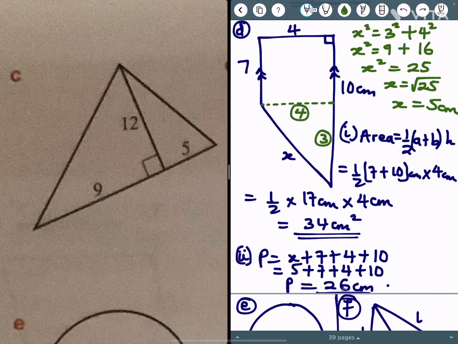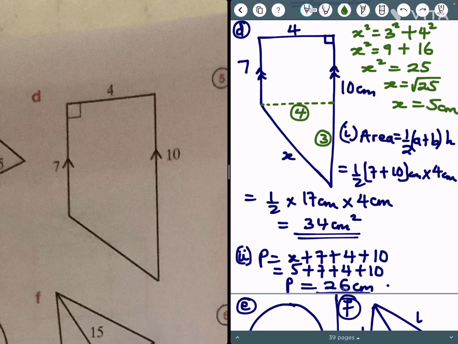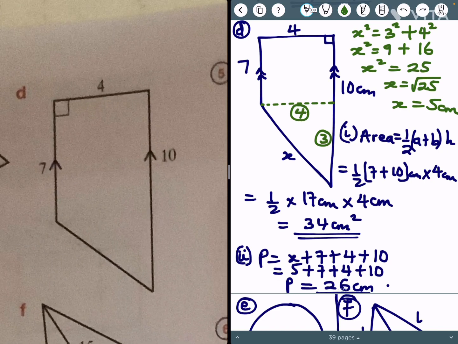Now in question D, the shape is a trapezium, but the vertical height of the trapezium is not indicated, so I'll mark this place. Okay, the vertical height is indicated. The vertical height is 4. The 2 parallel sides are 7 and what? 7 and 10. Now, if this part is 7, this part will also be what? 7.